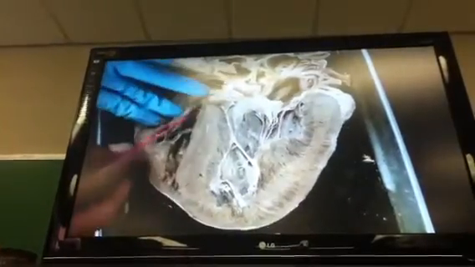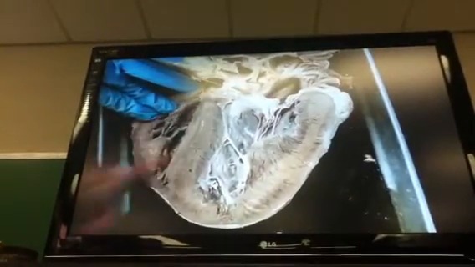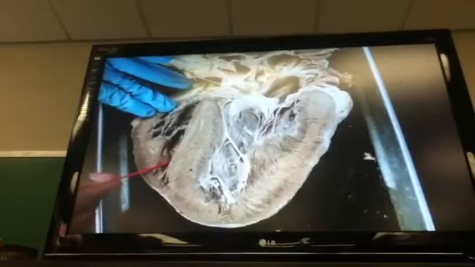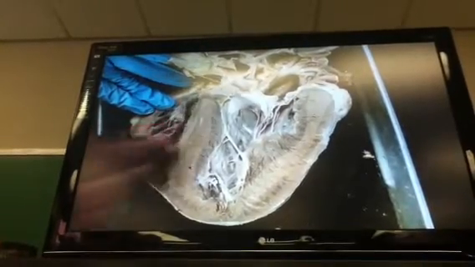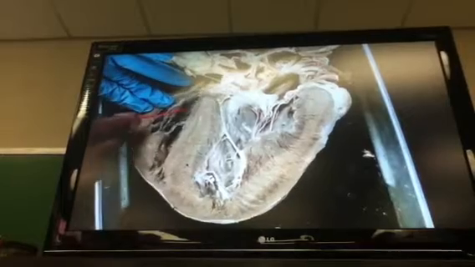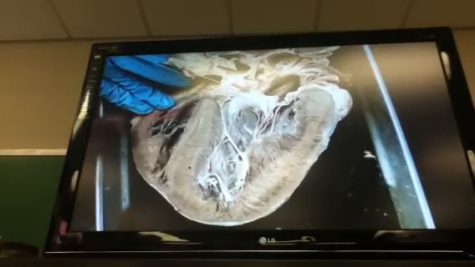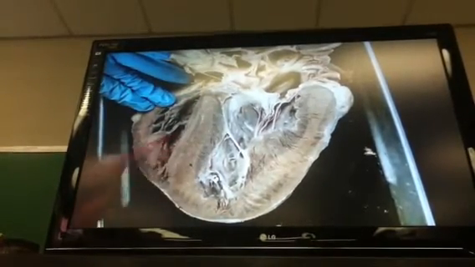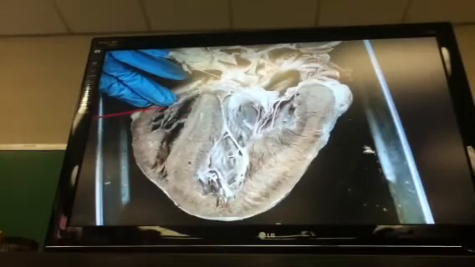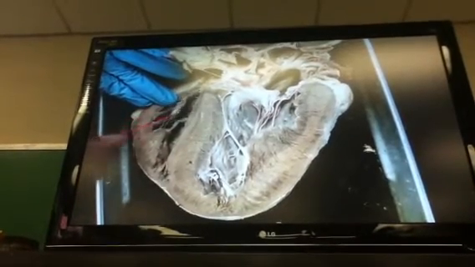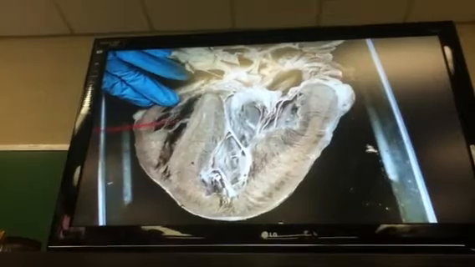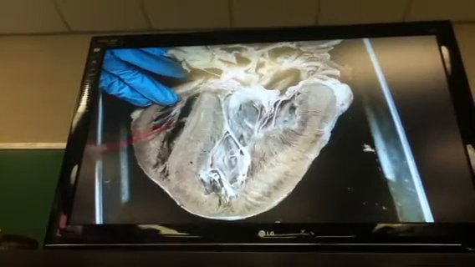Now, Mr. Gilmore, this is one chamber, and here's another one. How do you know that? Because here is a valve. So this chamber is what? Right atrium. This chamber is the right ventricle. What valve separates it? The tricuspid valve. And again, we've got these chordae tendineae that connect to it.